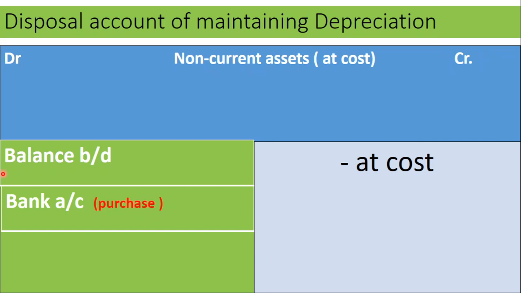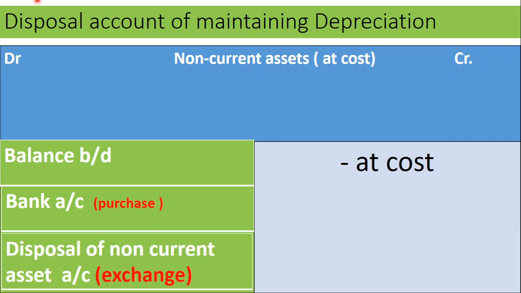Now from this question what we understood was we can also exchange, means we can buy a new motor car and then give off the old motor car. So in that case, when you are exchanging, this is what we need to write: disposal of non-current asset account, in bracket exchange. It means if you are part exchanging or exchanging in full, write this heading: disposal of non-current asset account. So that's what you need to understand in this part. So let's solve this question and find out what it really means.